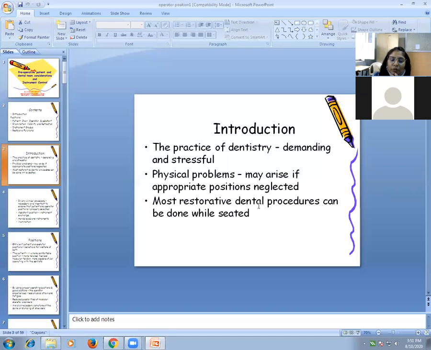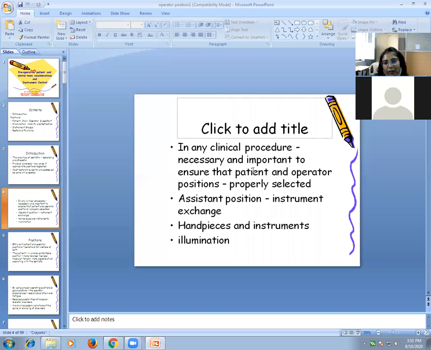Okay, most restorative dental procedures can be done while seated, but you have to interchange your positions, standing and sitting, for performing various procedures, so as to avoid various problems related to the back. In any clinical procedure, it is necessary and important to ensure that the patient and the operator positions are properly selected. Then again, assistant position is very important, because whatever instruments you have to exchange is through the assistant. So how the assistant is sitting, standing, or communicating is very important.